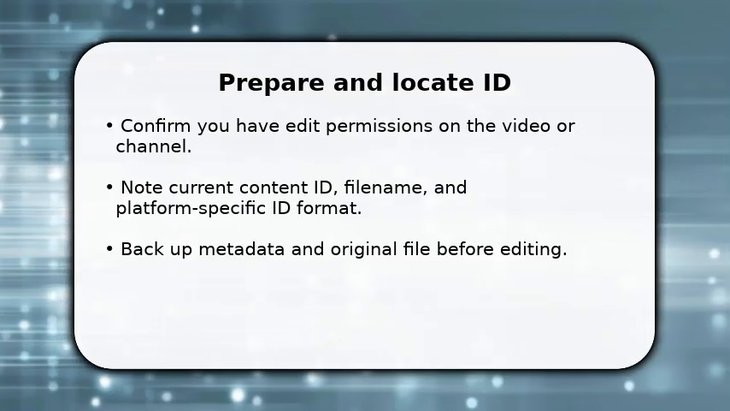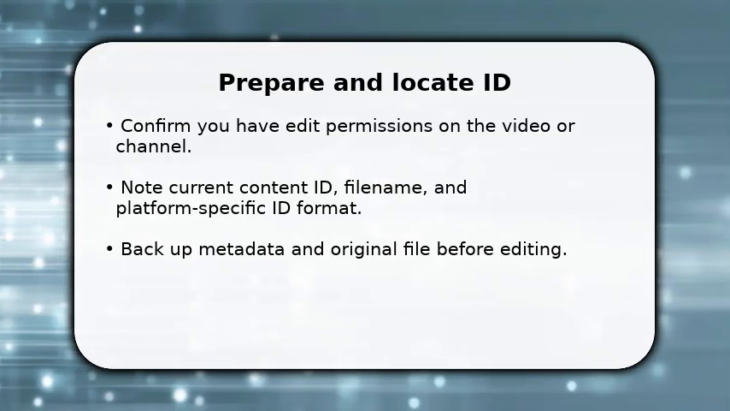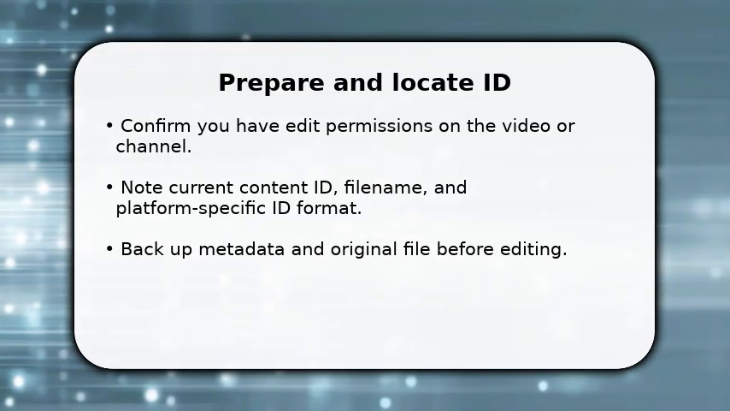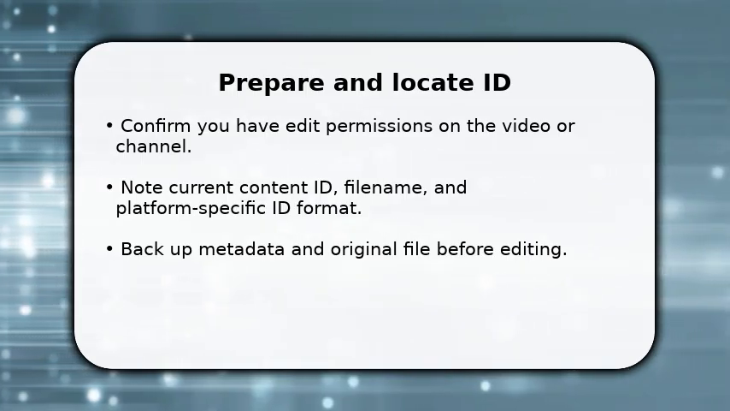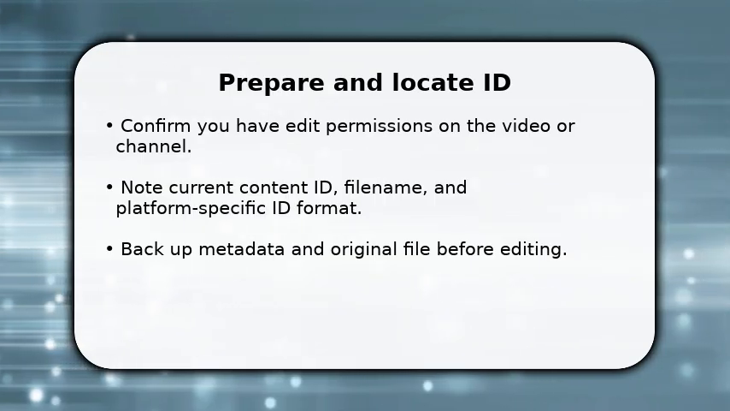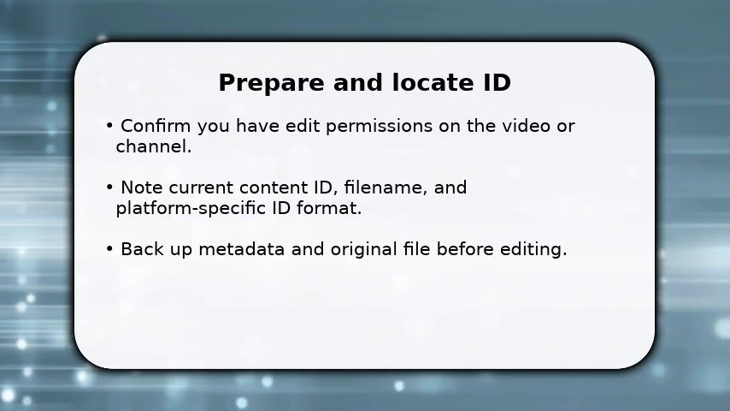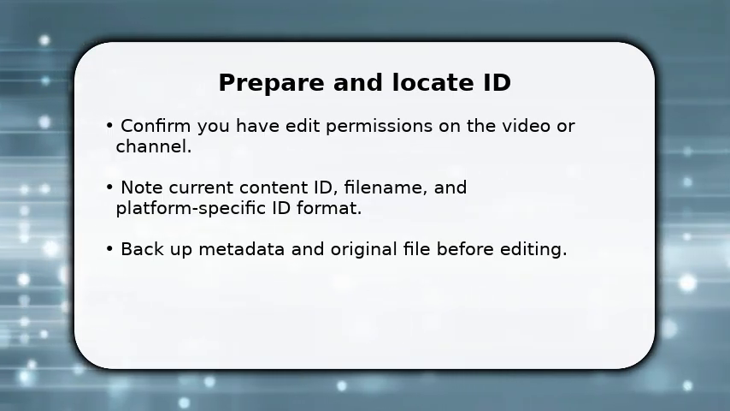You start by confirming you have edit permission and access to the platform's content management. Once confirmed, locate the exact content ID or platform-specific identifier. This may live in the video details or API response. Make sure to back up current metadata and the original file so you can revert if needed. You will need the existing ID to map references.